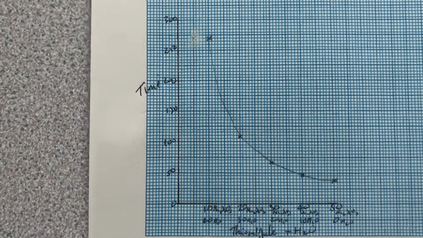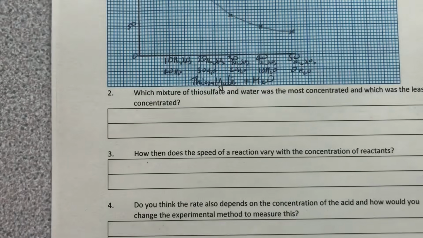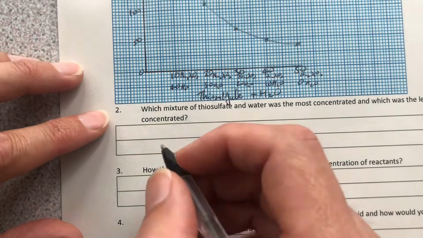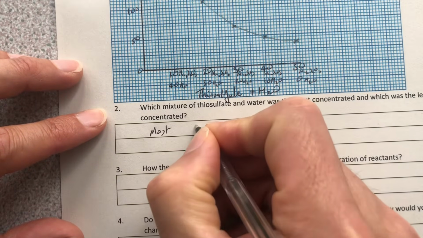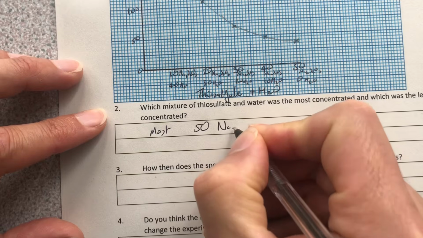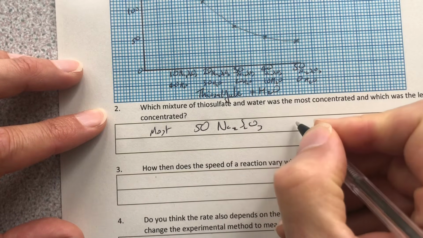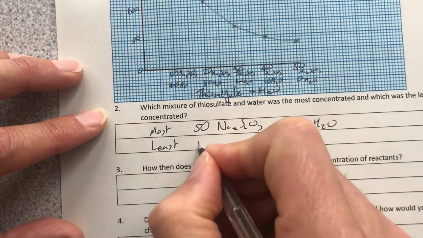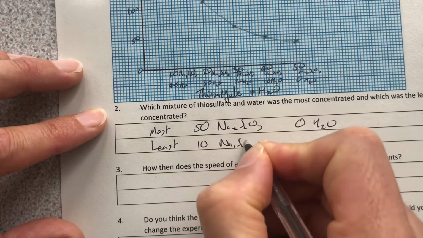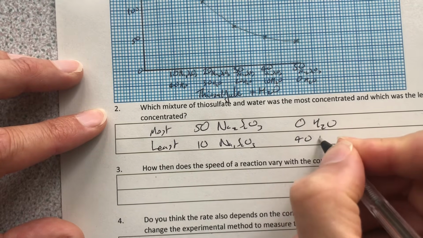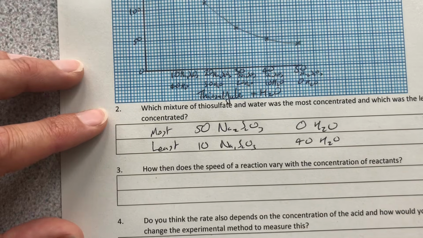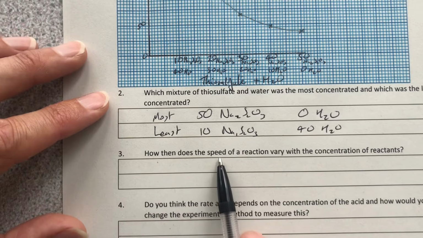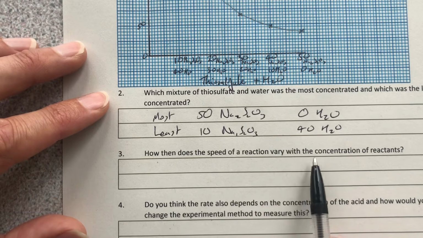Okay, so we've got some questions to finish off underneath, but I think most of them are probably fairly obvious. Which mixture of thiosulfate and water was the most concentrated? The most concentrated was the 50 of thiosulfate, Na2S2O3, and 0 H2O. And the least concentrated was the 10 of sodium thiosulfate and the 40 of water. And they both add up to 50, so exactly the same volume of both solutions of thiosulfate, but with different concentrations.